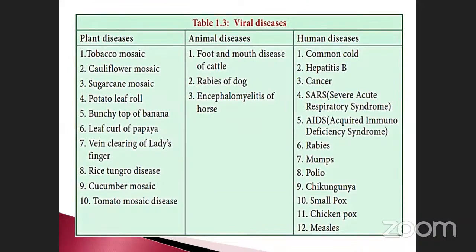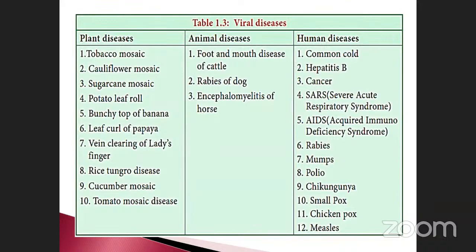Human diseases: the first one is the common cold, caused by rhinoviruses; hepatitis B, by hepatic viruses; cancer, by carcinoviruses; SARS, severe acute respiratory syndrome. Note it down, this has been asked so many times for the explanation. Mnemonic words. SARS, severe acute respiratory syndrome. AIDS, acquired immunodeficiency syndrome. Rabies.